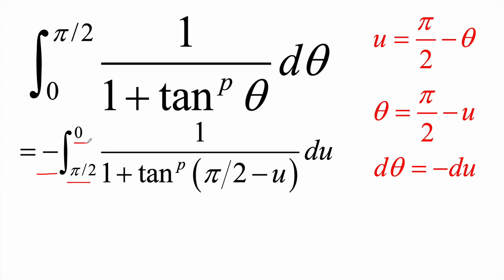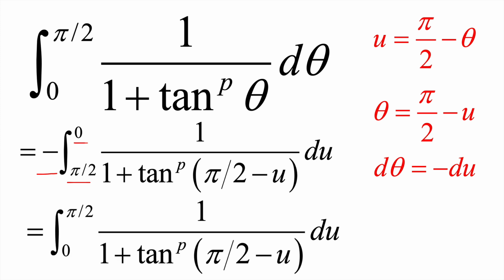That's because when theta is 0, u is pi over 2, and when theta is pi over 2, u is 0. But by properties of integrals, we can get rid of that negative sign if we switch the limits of integration around, giving us this integral. Now look at that integrand. In particular, the fact that we have tangent of pi over 2 minus u. Does that remind you of anything that we used earlier?